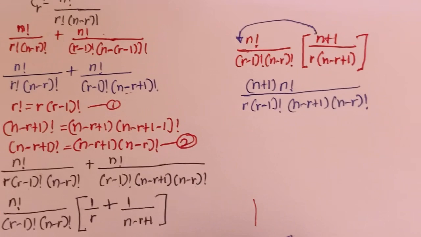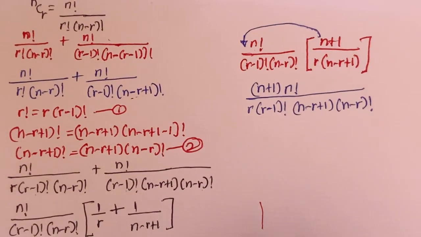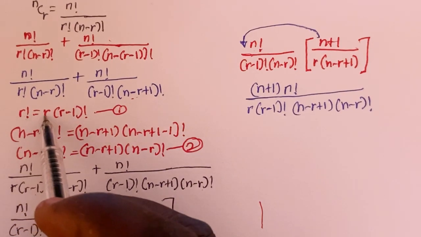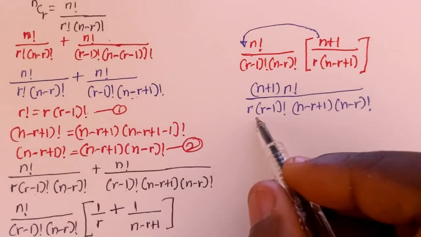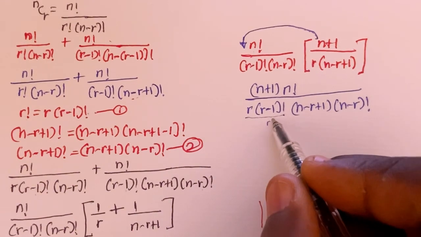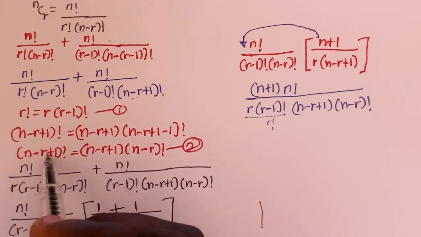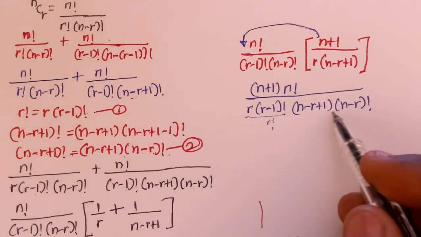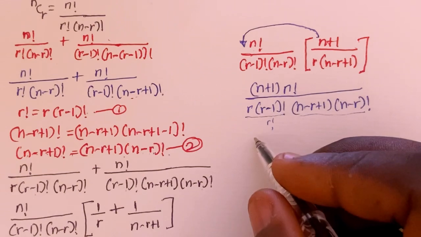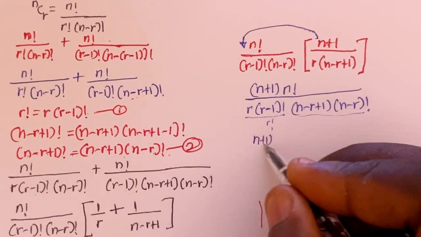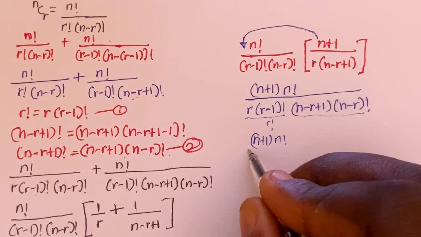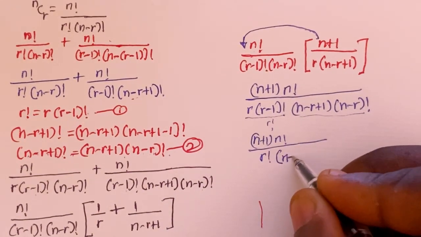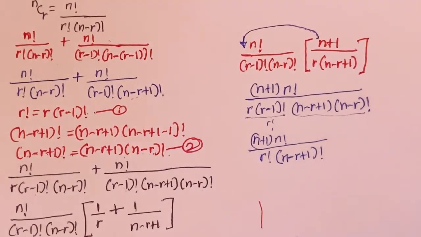So I can now recall questions 1 and 2 that I recalled earlier. I say whenever I have r factorial, it's the same as r into bracket r minus 1 factorial. So everything here is simply my r factorial. Then whenever I have n minus r plus 1 factorial, it is the same as writing n minus r plus 1 into n minus r factorial, which is also the same as this. So I will simply replace it. I'm going to have n plus 1, n factorial divided by what? This actually r factorial, then into brackets n minus r plus 1 factorial.